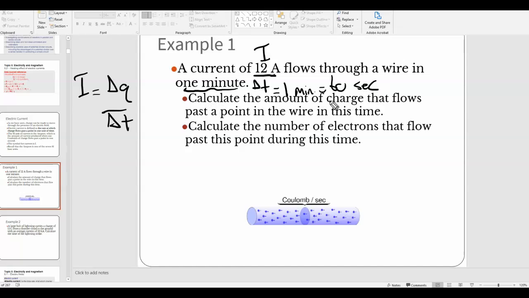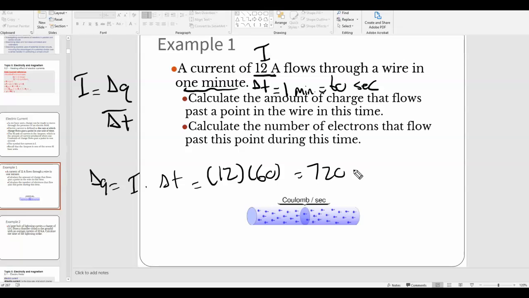We're asked to calculate the amount of charge that flows past the point in the wire in this time. This is just a really basic type of question. Here, delta Q would just be I times delta T. So 12 amperes, that is 12 coulomb per second, times delta T, which is 60 seconds. That would be 720 coulomb, which is a massive amount of charge. Actually, 12 amperes is quite a lot of current.